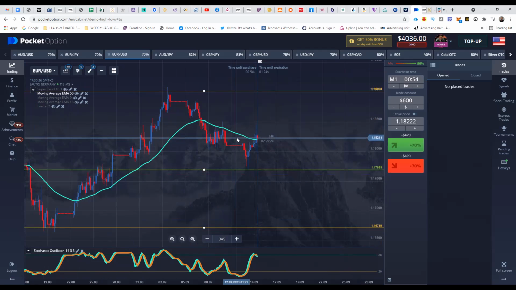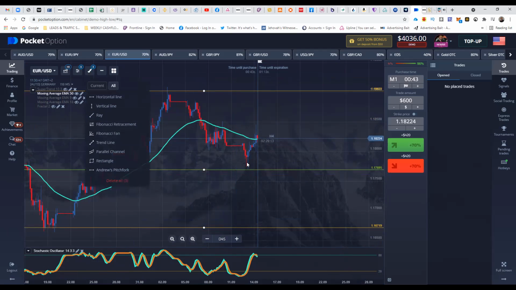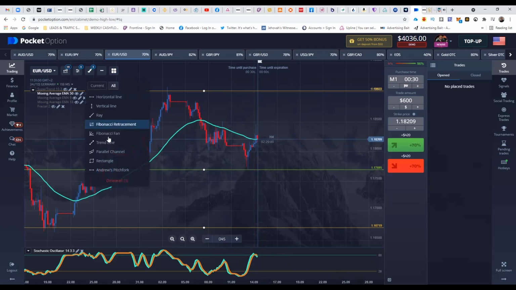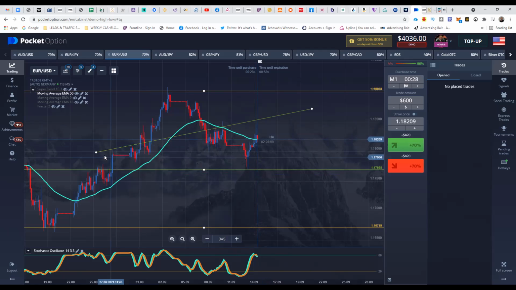Then we're going to figure out what the overall trend is at this point. When I look at the markets, I see a little bit of a bullish trend here at current price. There's a higher high, a higher low, then a higher high forming. So I'm going to draw that here.